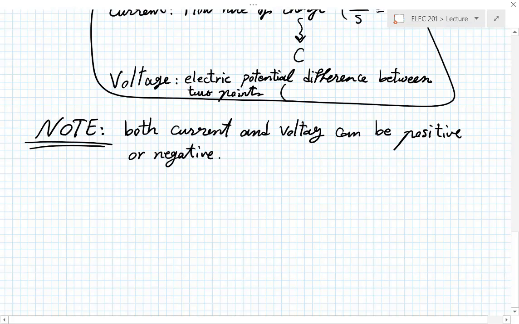And the unit of V is volts. This is capital V.